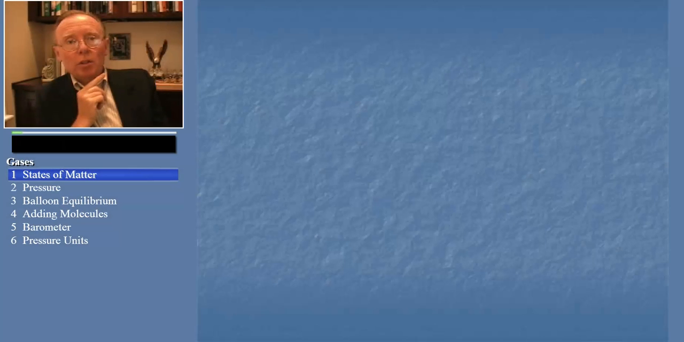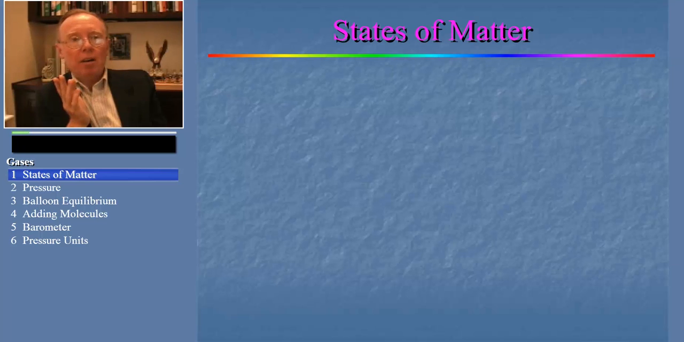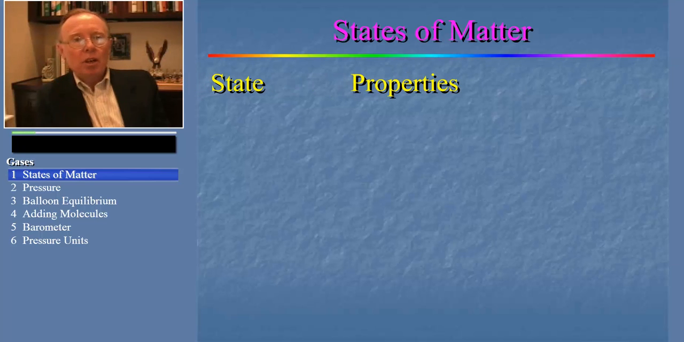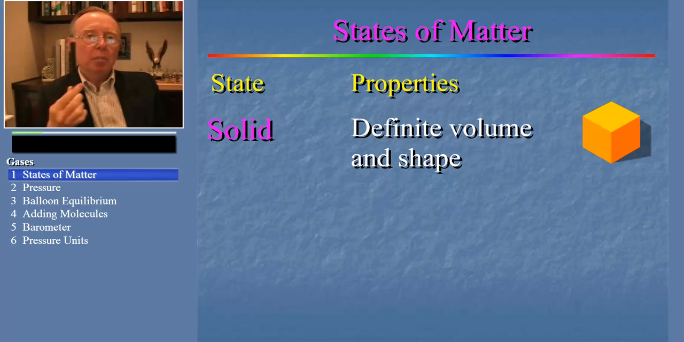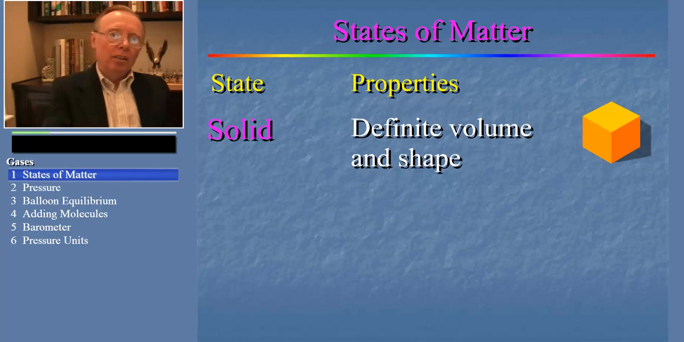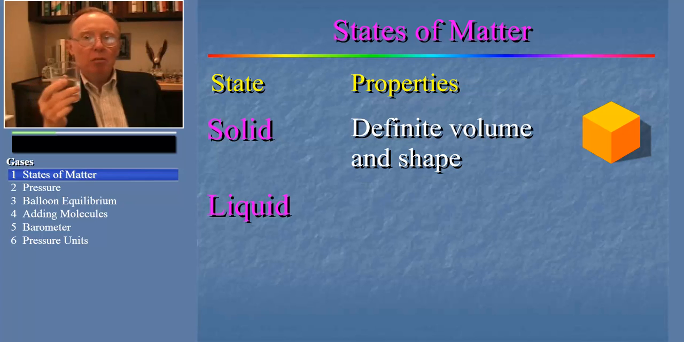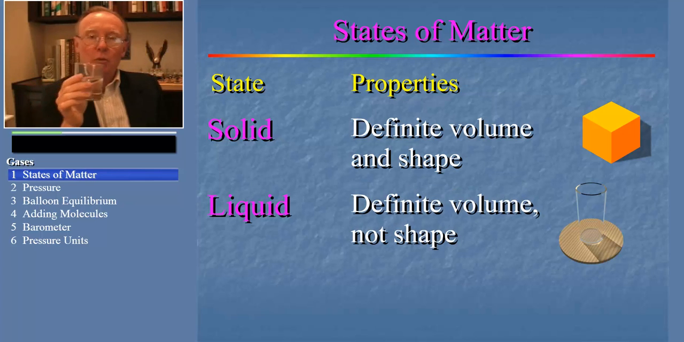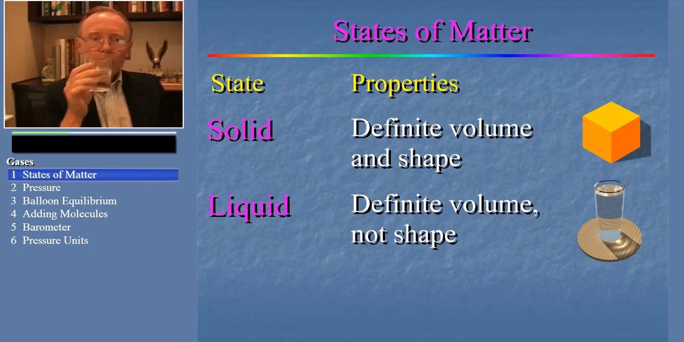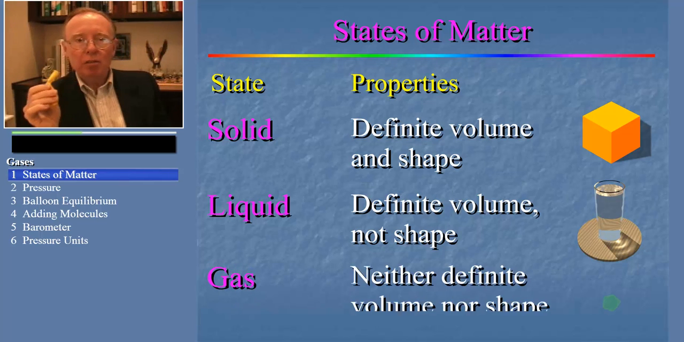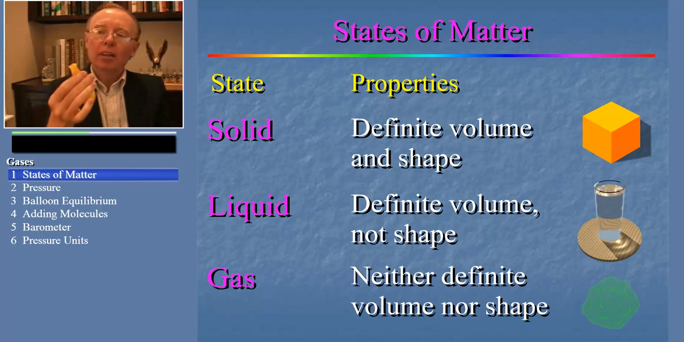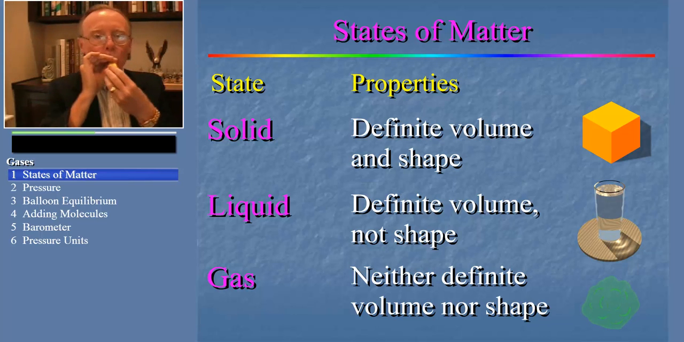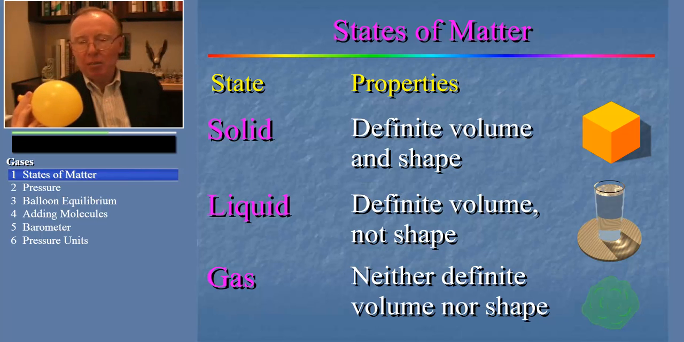No doubt in grade school you discussed the three most common states of matter. There's the solid, which has a definite shape, like this pen. There's a liquid, which has a definite volume but not shape, like this water. And there are gases, which have neither definite volume nor shape, like the gas in this balloon. Today we're going to talk about gases, and as a matter of fact we'll be using balloons quite a bit.